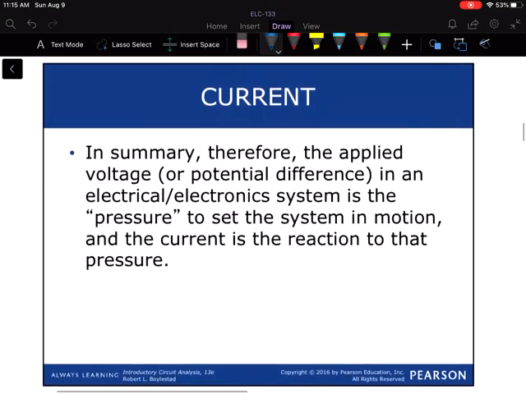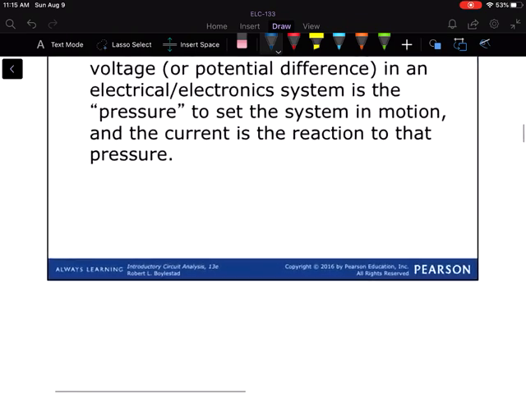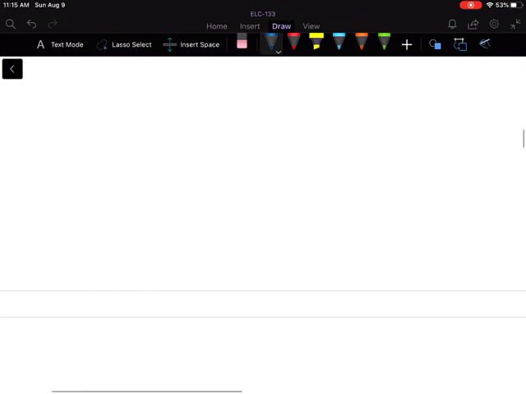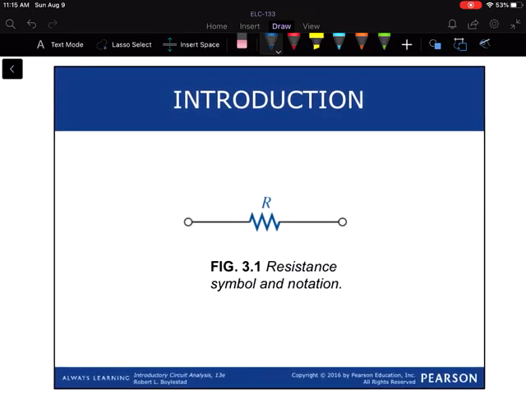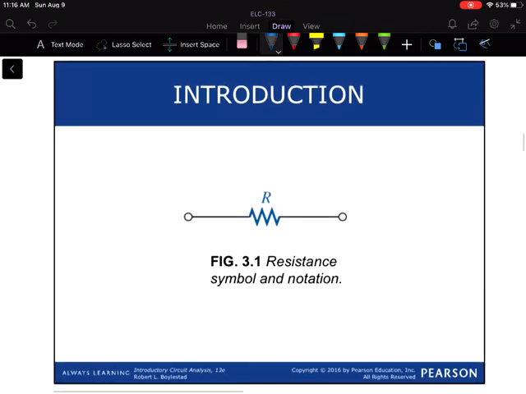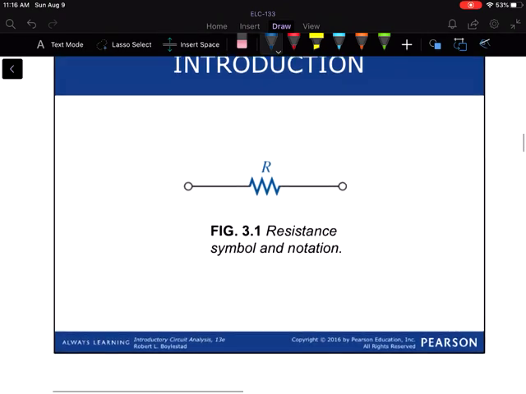Okay, so voltage is the applied force or pressure that sets the system in motion, and the current is the reaction to that pressure. So we talked about one other property in circuits 1. We talked about resistance, and resistance is actually the controlling factor of that current. So we're putting this voltage in the system to get the current started, and the current flow will depend upon that voltage and also the resistance of our circuit.